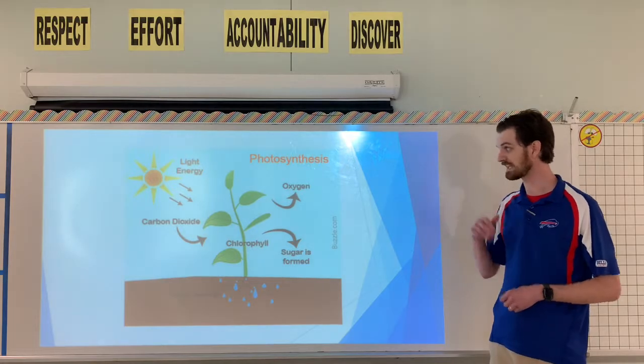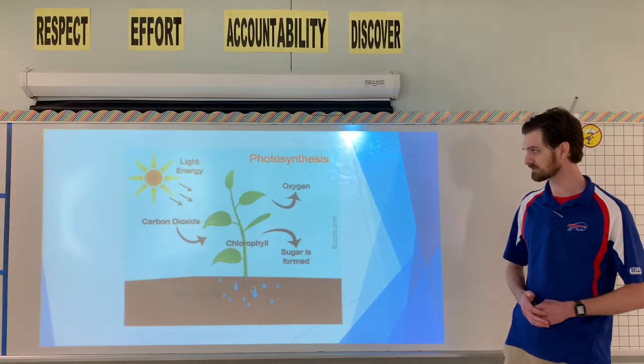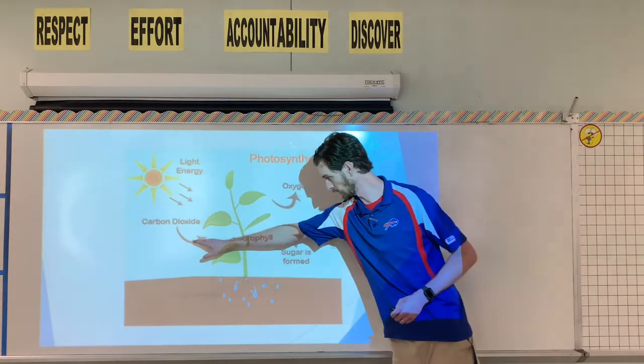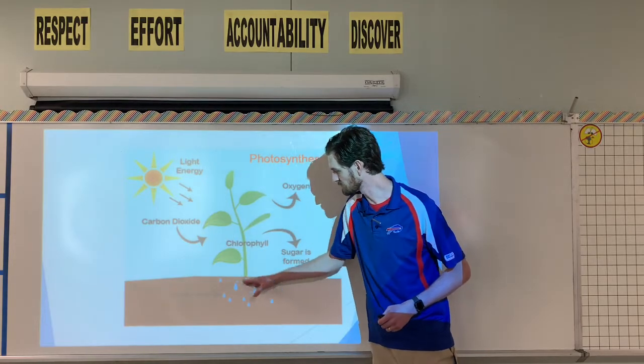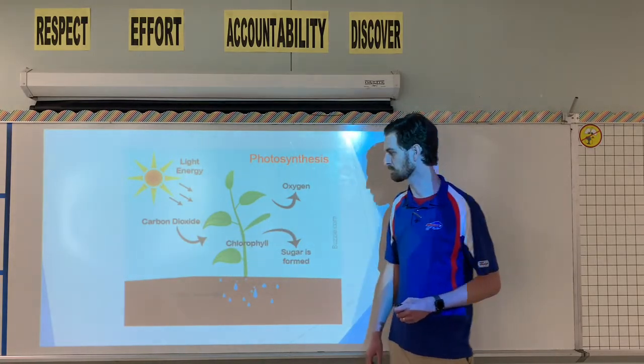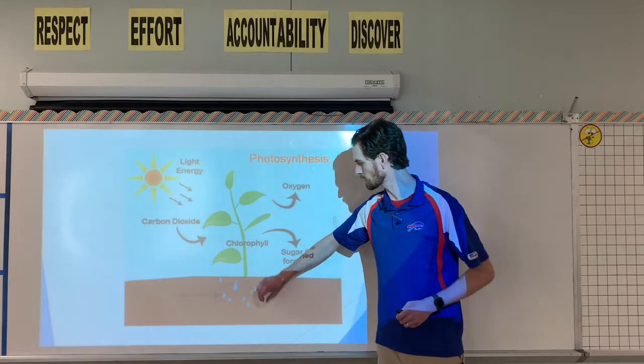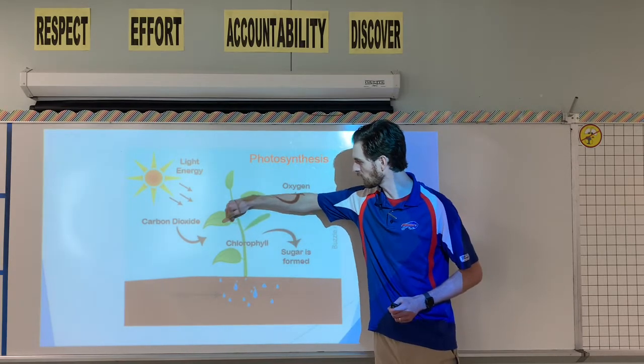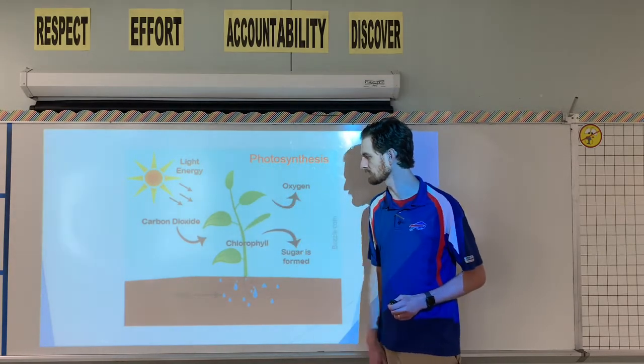So, referring again to some different looks at the same process: carbon dioxide will come in, and water comes in through the roots. Carbon dioxide is brought in through the leaves. The water is soaked up through the roots and moved all the way up through capillary action to the leaves.